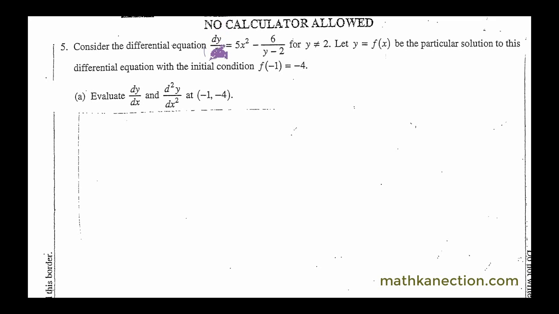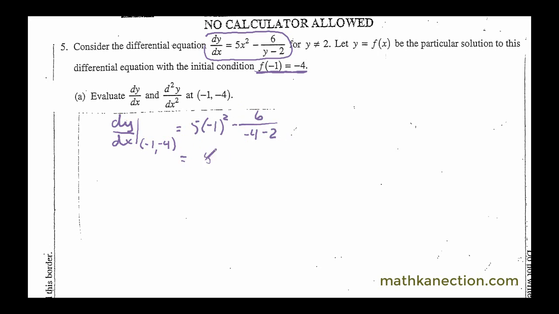So in problem number 5, we're going to consider the differential equation that they gave us, and that has an initial condition of f of negative 1 is equal to negative 4. In part A, we have to evaluate dy/dx at that given point of (-1, -4). So we're replacing the value of x with negative 1 and the value of y with negative 4.